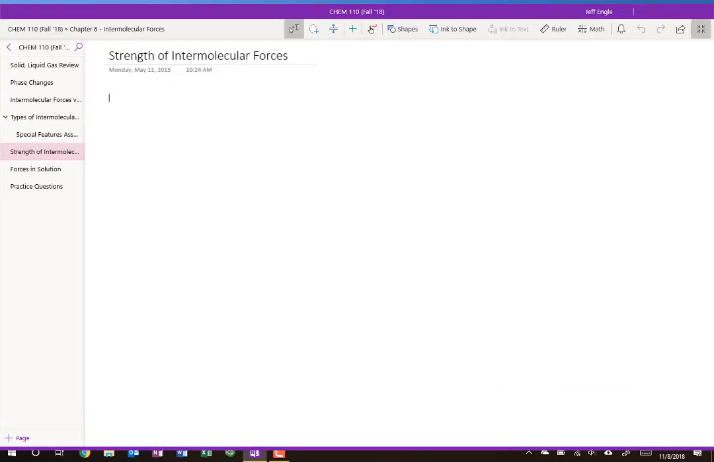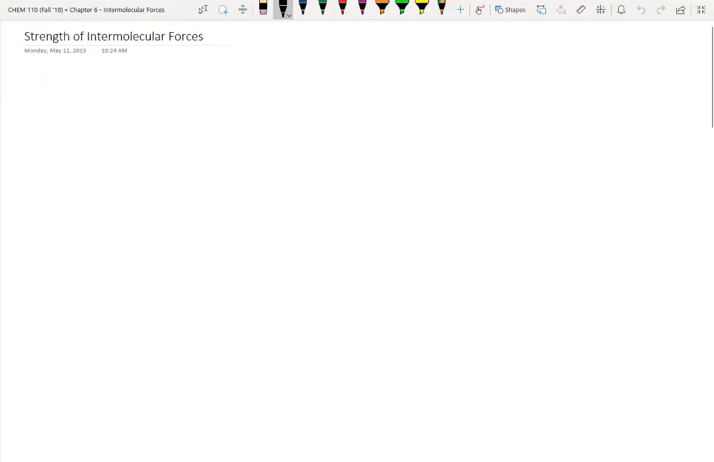Today what we're going to do is talk about the relative strength of all of these and make a chart. So I'm going to put weak up here, and then we're going to go down. What was the weakest intermolecular force? Was it H-bonding, dipole-dipole, dispersion? Dispersion, exactly.